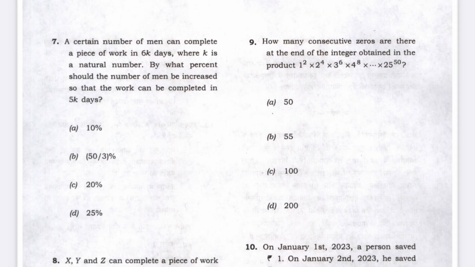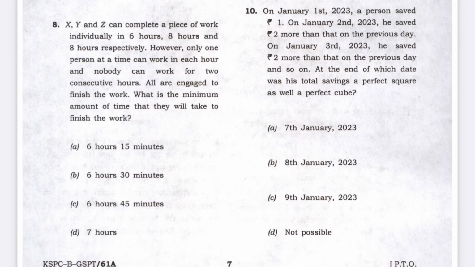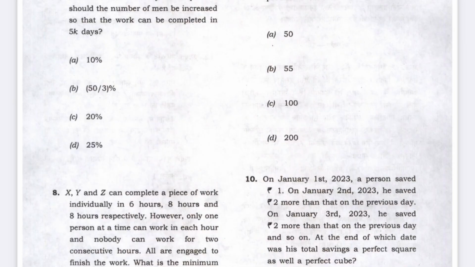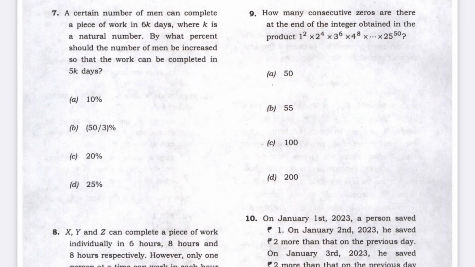I move on. Okay, 7th is work done. I know I'm weak in that. Let me leave that. 8th is also work done. I again don't have confidence in that area, so let me skip that. 9th, it's too much about the properties of numbers. 1 square into 2 power 4 into 3 power 6 into 25 power 50. Maybe there could be some formulaic way of getting all of these things right. I just don't know how to do that. So let me leave the 9th question as well.